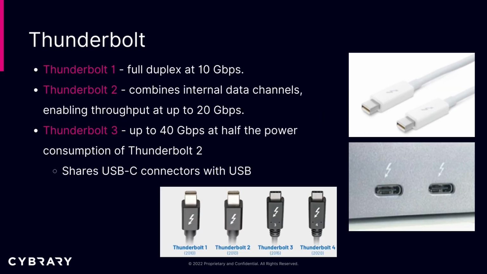And speaking of Thunderbolt, let's look at the Apple Thunderbolt connection. Thunderbolt has gone through its iterations as well. First we have Thunderbolt 1. That was the first version. It was full duplex at 10 gigabits a second. Then we had Thunderbolt 2, which combines internal data channels, enabling throughput up to 20 gigabits per second. And also Thunderbolt 3, which is up to 40 gigabits per second at half the power consumption of Thunderbolt 2. And it also shares the USB-C connectors.